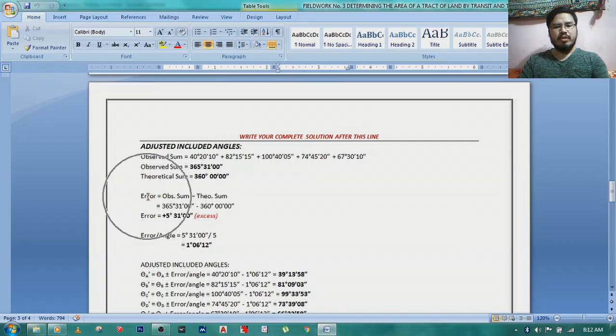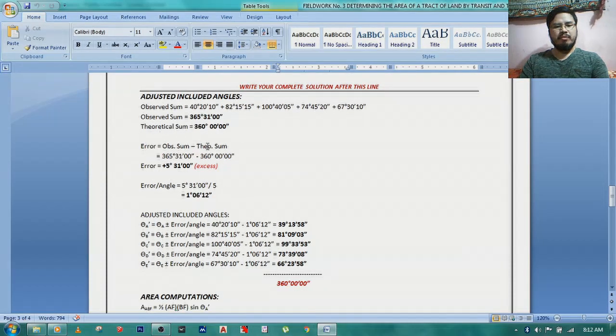That means we have an error. So how are we going to compute our error? That will be observed sum minus theoretical sum. So that will be 365 degrees 31 minutes minus 360 degrees 0 minutes and 0 seconds. So we have the error of 5 degrees 31 minutes.